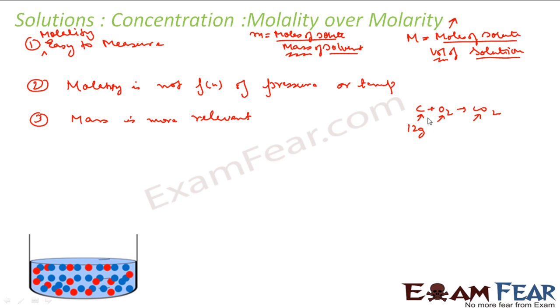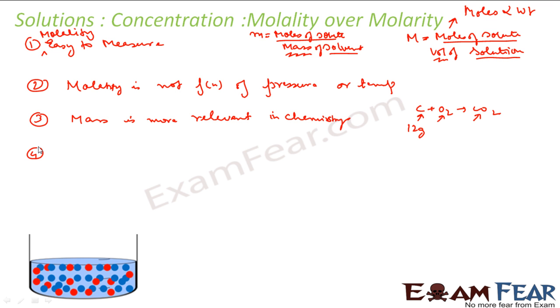So moles are directly proportional to weight, not volume. Correct? So a chemical reaction occurs in proportion to mass, not volume. That's why I'm saying mass is more relevant in chemistry than volume for chemical reactions. And since molality is based on the mass of the solvent, it is a better choice. Correct?